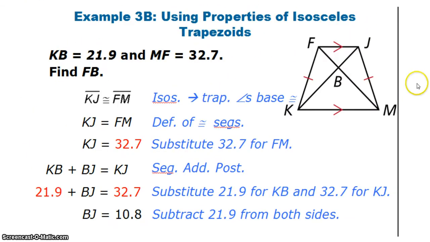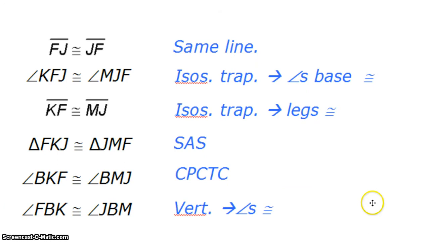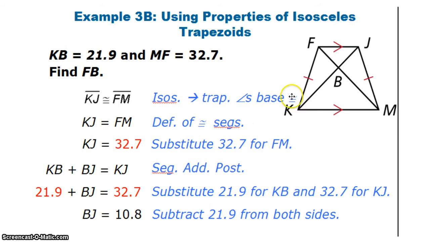BKF, BMJ. BKF up here and BMJ, right? Very good. And so we now know that angle FBK is congruent to JBM. Right? Okay, so we know something about these triangles as well, don't we?